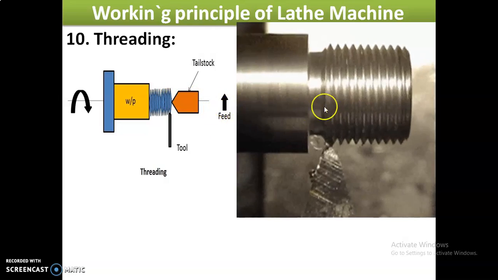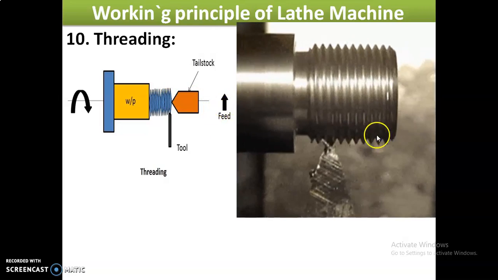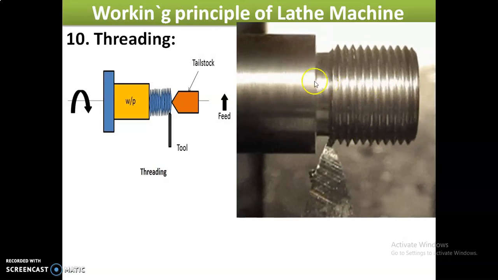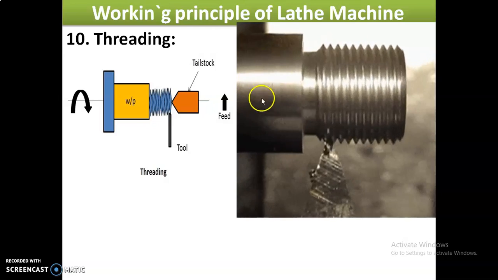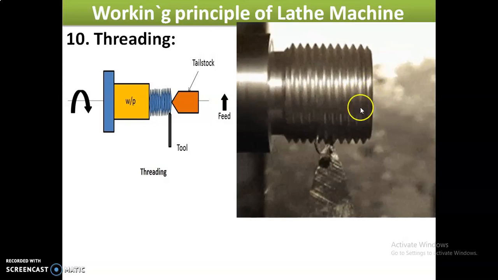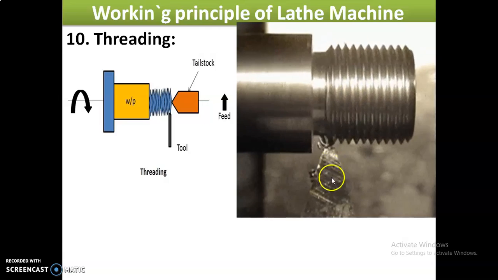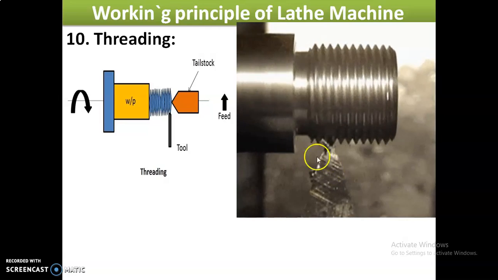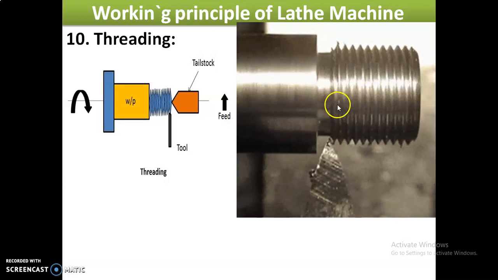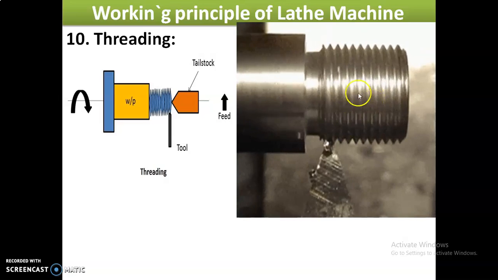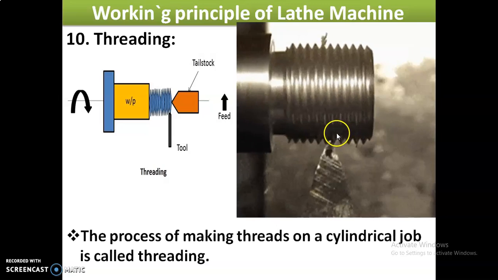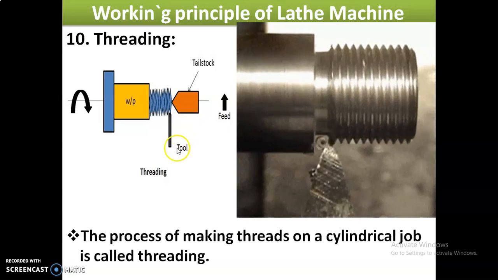The process of making threads on a cylindrical job is called threading. This is a cylindrical job or cylindrical workpiece, and on that cylindrical workpiece we are making the threads. So we are feeding this cutting tool in the direction perpendicular to the axis of the workpiece. Then we can get the threads like this. This is the threading operation. This is about the threading operation.